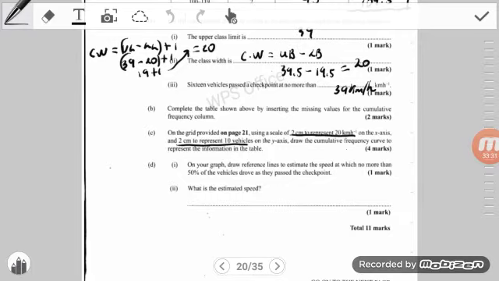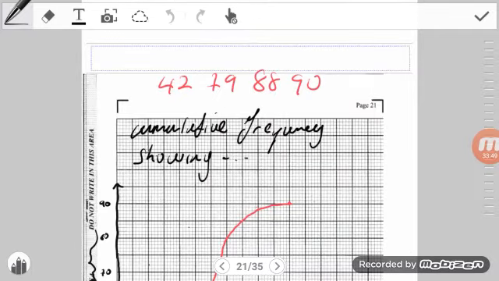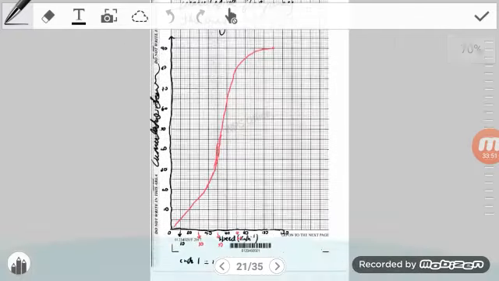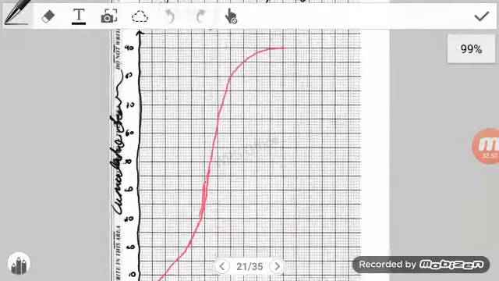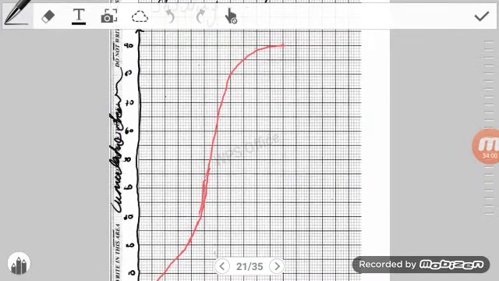So on your graph, draw reference lines to estimate the speed at which no more than 50% of the vehicles drove as they passed the checkpoint. So guys, there are 90 vehicles that passed the checkpoint. So 50% of that is 45. So we go on our curve, and we're looking for the speed at which 45 vehicles passed. So we're looking for 45. 45 is evidently between 40 and 50. So I'm going to go across like that. Oops.